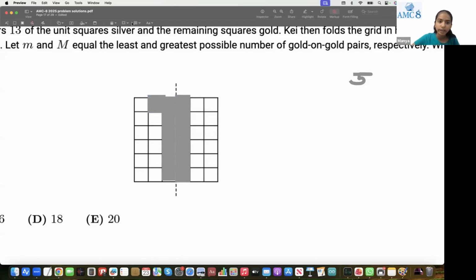So now we need to calculate the gold on gold pairs. 1, 2, 3, 4, 5, 6, 7, 8, 9, 10, 11. So we have 11 gold on gold pairs. Since this one is already taken over there, this one is over here again. Sorry, that's silver. If we fold it in half, this part will also be silver. So we have 11 here as well.